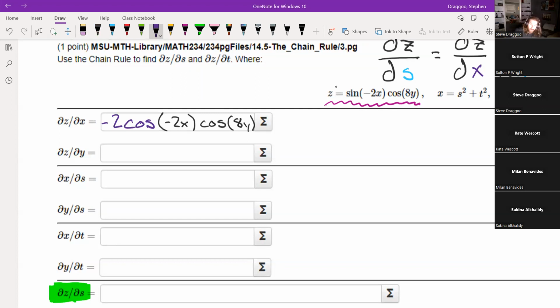For dz/dy, something pretty similar. I'll need sine of negative 2x times the derivative of cosine, which is negative sine, of 8y, and then multiply by the derivative of 8y, which is 8.